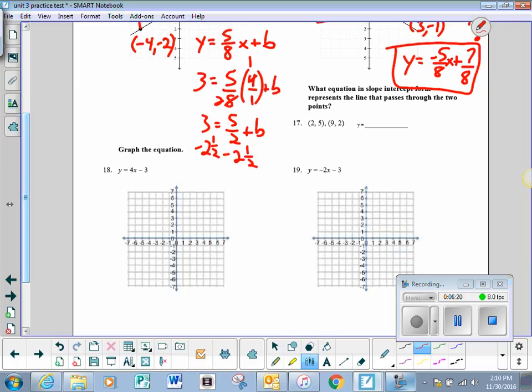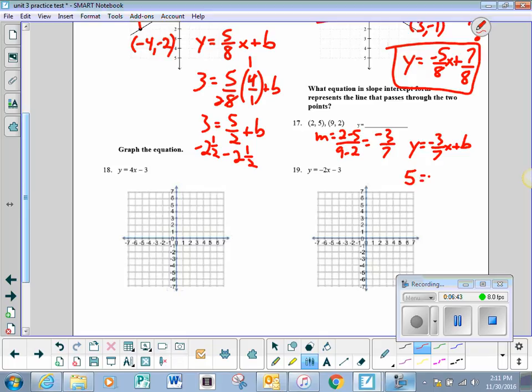Kind of the same deal here. We first need to find the slope. So we would do 2 minus 5 over 9 minus 2, which would be negative 3/7. So that is the slope. So we get y equals negative 3/7 x plus b. I'll do it the way I did 2 problems ago. Plug in for x and y and solve for b.